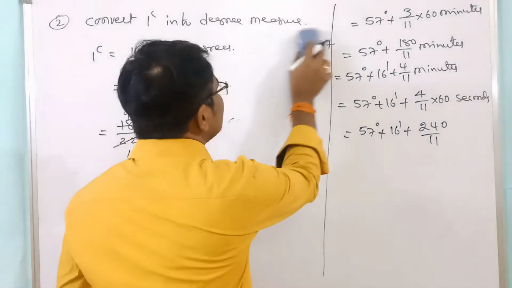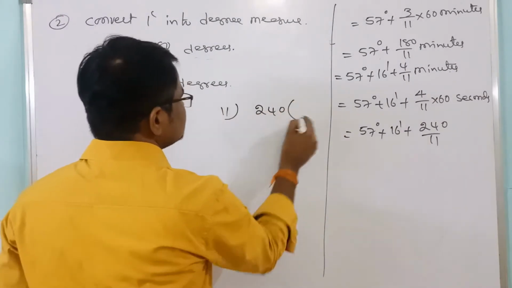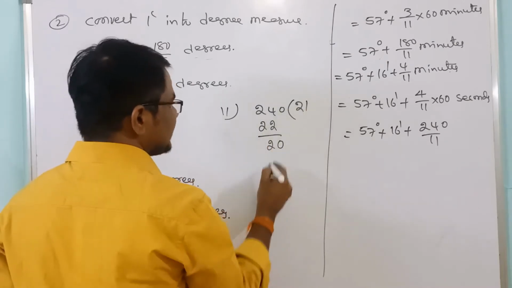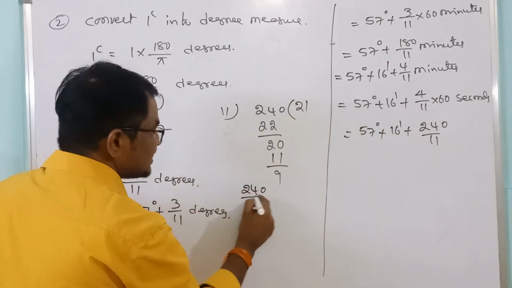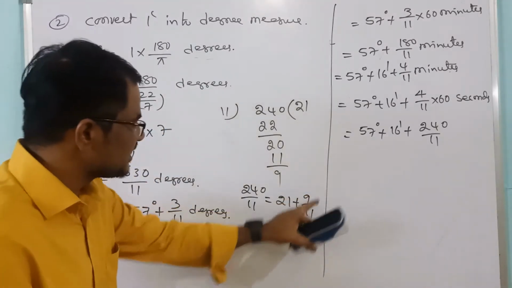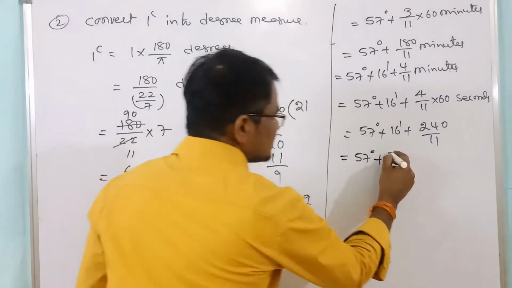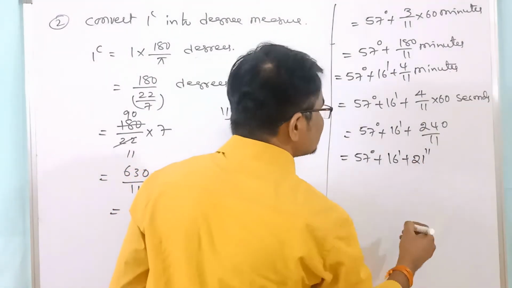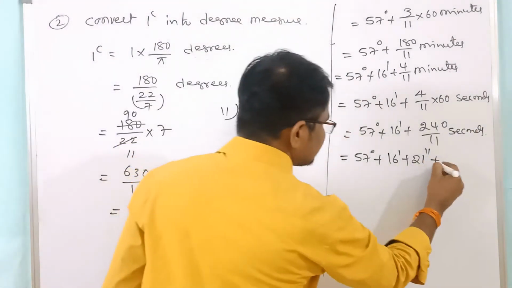Now again divide this 240 by 11. How many times? 2 times, 22, so 20. Next 1 time 11, 9. Now this 240 by 11, how to write? 21 plus 9 by 11. Quotient plus remainder by divisor. That is equal to 57 degrees plus 16 minutes plus 21 seconds. This is seconds, so 21 seconds plus 9 by 11.